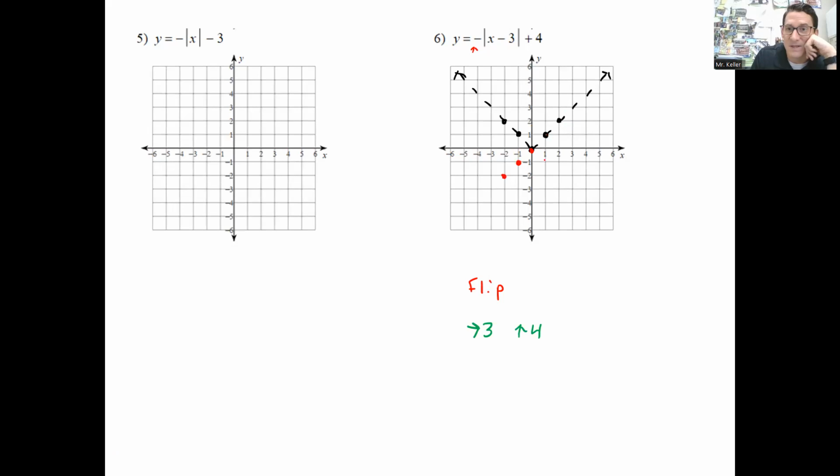This one's 1 above the x-axis, so the flipped point goes 1 below. This one's 2 above, so the flipped point goes 2 below. Dotted line. All right.